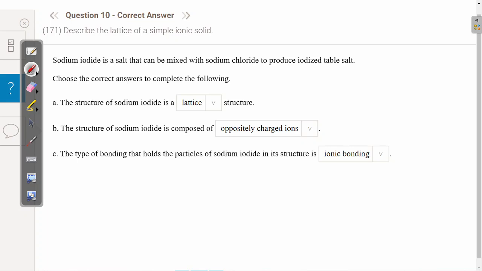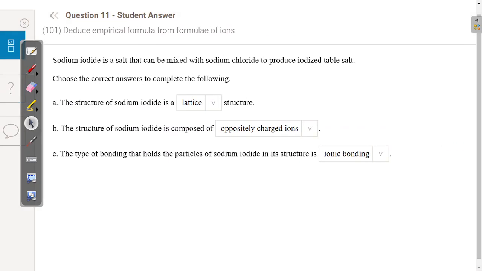So it's a lattice. The structure is composed of oppositely charged ions. Yes, because it's going to be Na plus and I minus. And the type of bonding that holds them is ionic bonding because it's an ionic solid.